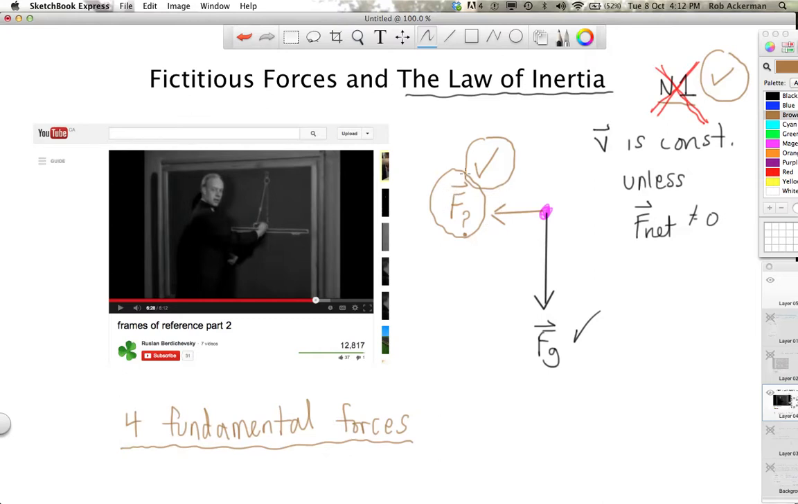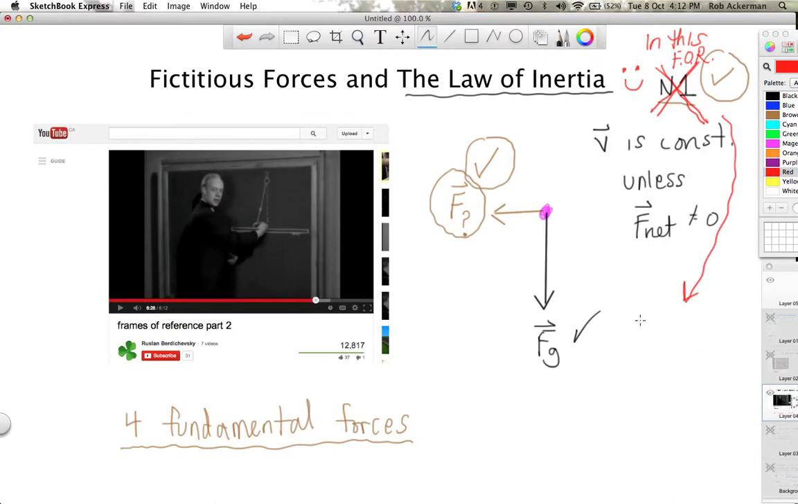Well, we're not about to start inventing new forces that are kind of magical, so we don't have to get rid of Newton's first law. We can actually keep Newton's first law and be happy about it. The way we do that is by saying, in this frame of reference, Newton's first law does not apply. Newton's first law is still true, but in this frame of reference, that's where it does not apply. And so we have a name for that.